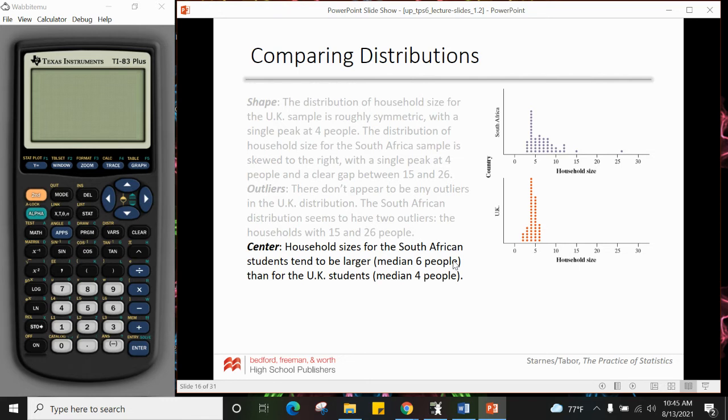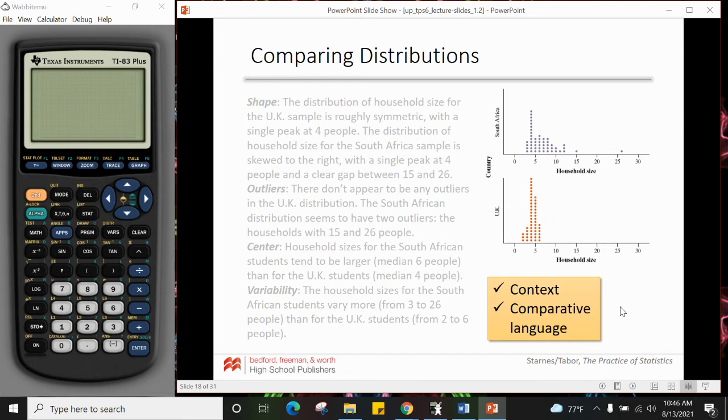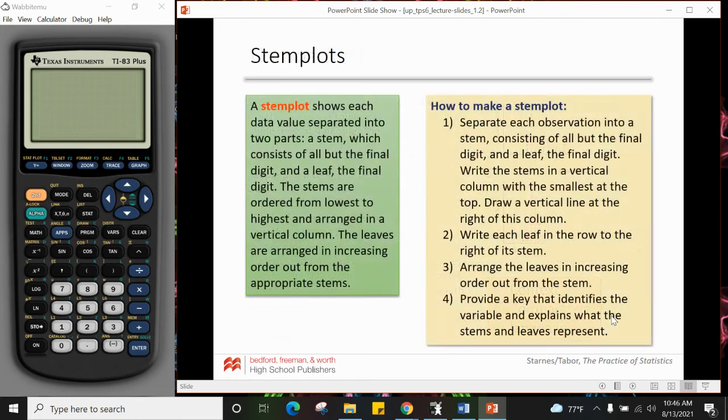Center: the household size for South African students tends to be larger, with a median of 6 people, than the UK students, with a median of 4 people. So you get that "-er" word: larger for South Africa than the UK. And then variability: household size for South African students varies more, from 3 to 26 people, than the UK, from 2 to 6 people. So again, you get that "varies more." So you're directly comparing these. And obviously we use context, talking about household size quite a bit, and that comparative language.